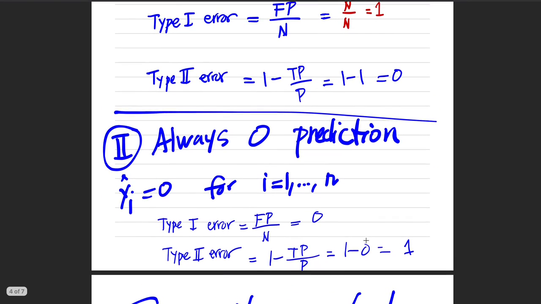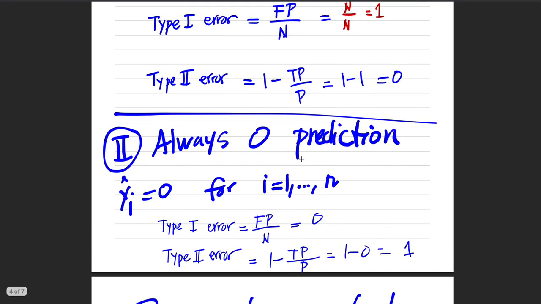The other extreme is the always 0 prediction, in which case there will be no false positives, obviously, because there will be no positives to have them false. And then there will be also no true positives. So you have a type 1 error of 0 and a type 2 error of 1.